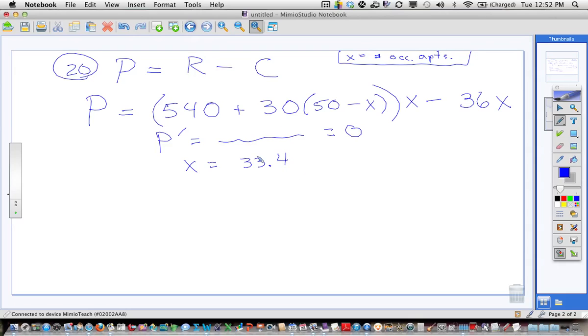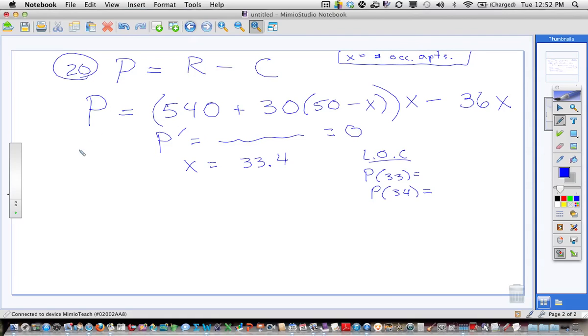33.4. Now, what's wrong with 33.4? Can't have part of an apartment occupied, right? So what are we going to do with that? You better round down and round up. You better do a list of candidates. It's not technically a list of candidates, but what we better do is figure out what's the profit if we have 33 occupied and what's the profit if we have 34 occupied. But technically, that's still just one candidate. How do we know that's a max versus a min or whatever?